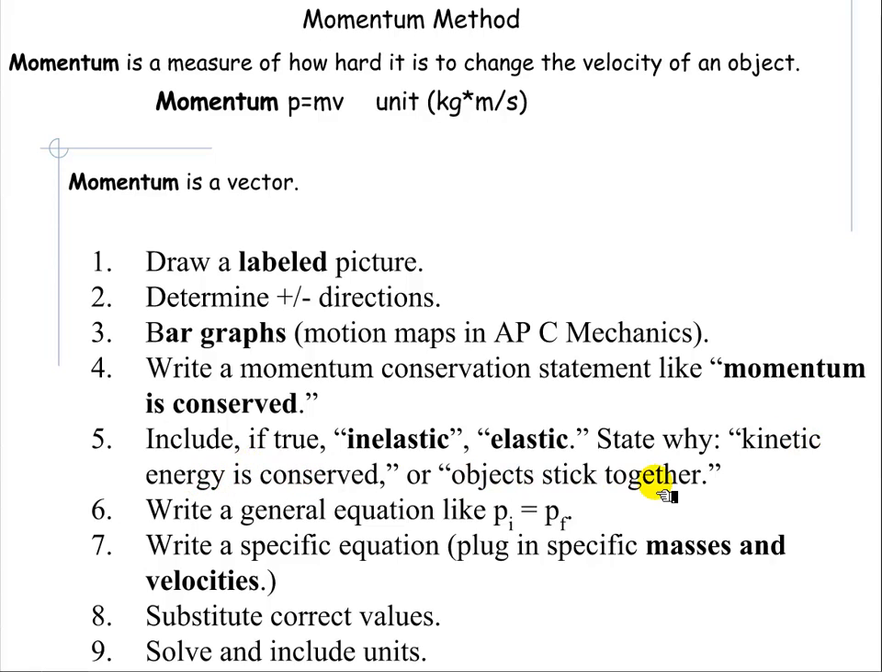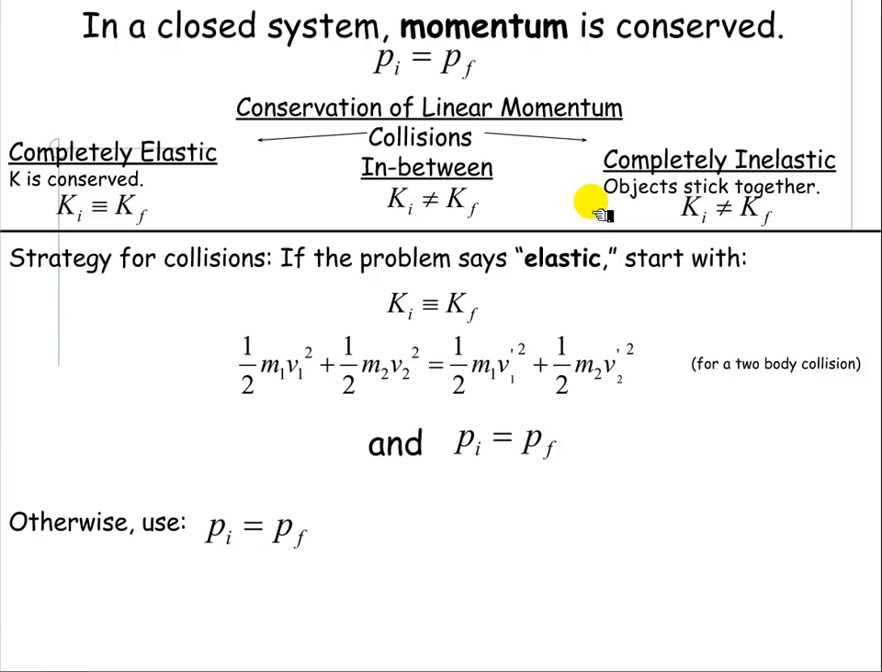or objects stick together. Step 6 is to write a general equation like the initial momentum is equal to the final momentum, and then to write in the specific equation, in other words, plugging in the masses and velocities without numbers. So step 7 is without numbers. Steps 8 and 9 are when you put in the actual numbers. Okay, so this is one of the strategies we're going to use in conjunction with the momentum method.